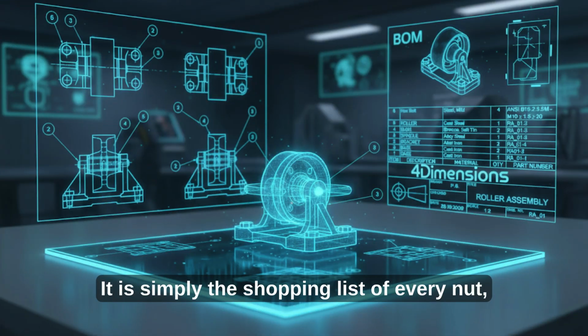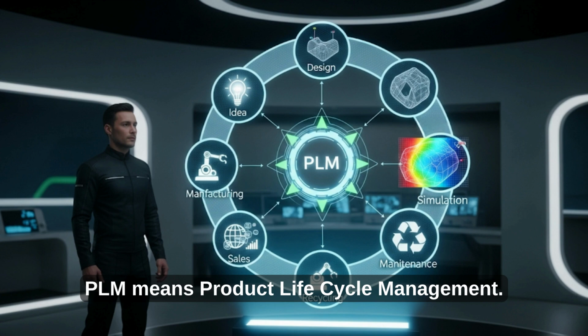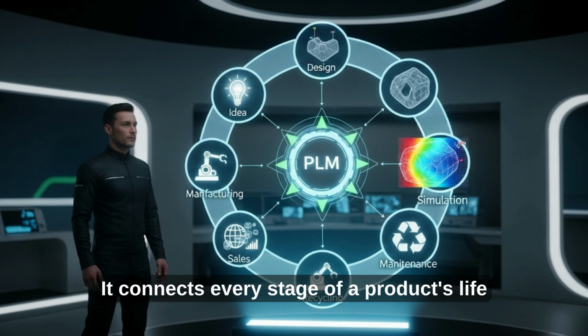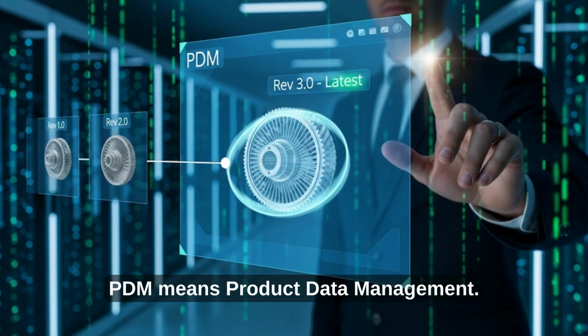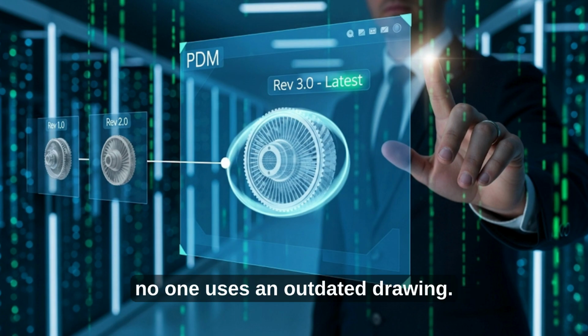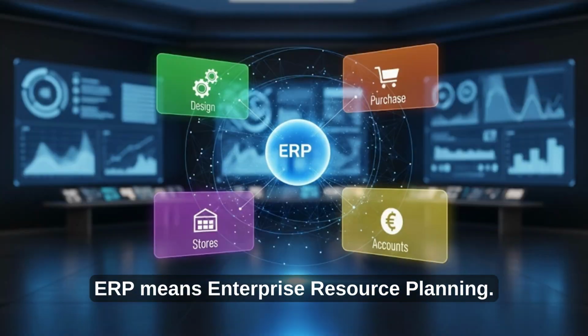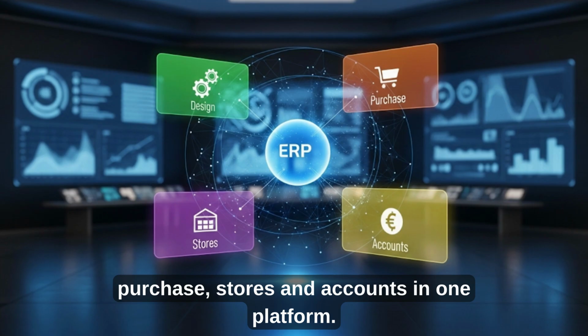It is simply the shopping list of every nut, bolt, and plate needed for a project. PLM means product lifecycle management. It connects every stage of a product's life, from idea to disposal, in one system. PDM means product data management. It stores your CAD files and revisions so no one uses an outdated drawing. ERP means enterprise resource planning. It connects departments like design, purchase, stores, and accounts in one platform.